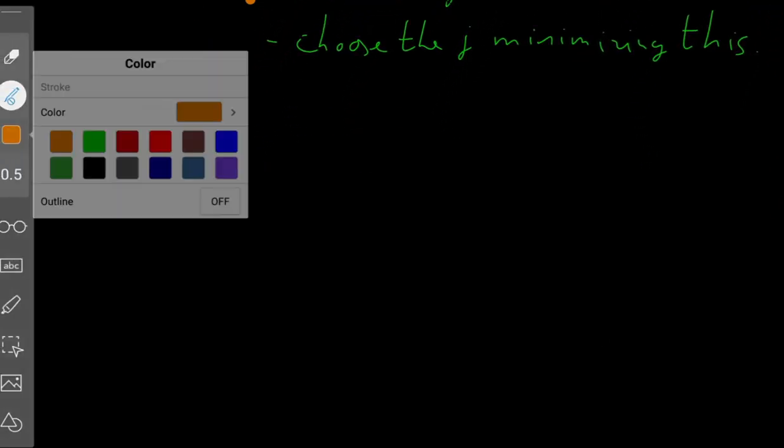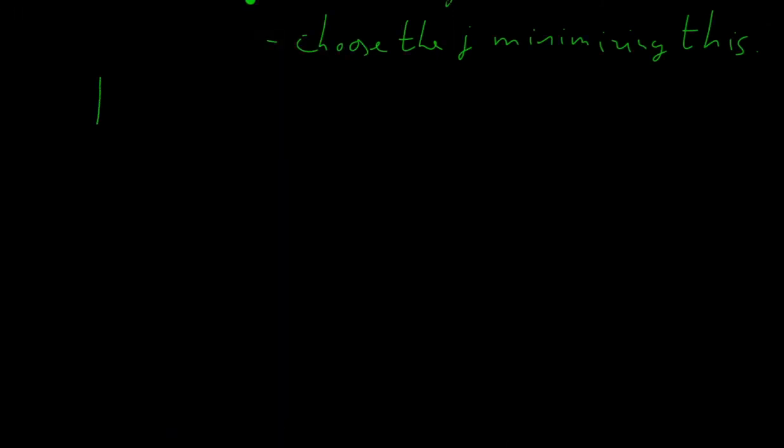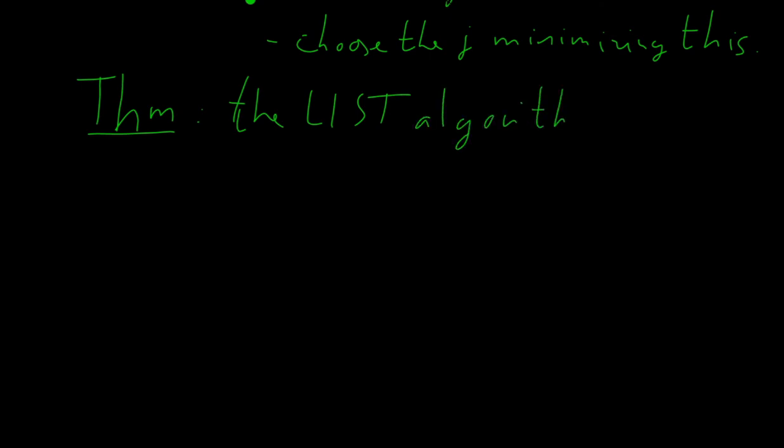Now we are able to compute the competitive ratio of the list algorithm. There is a theorem for that. The theorem says that the list algorithm is exactly m-competitive, for the case of unrelated machines.